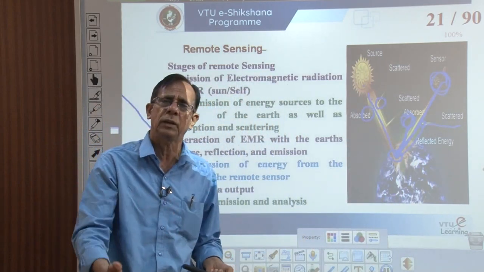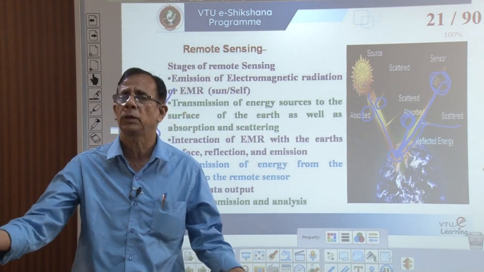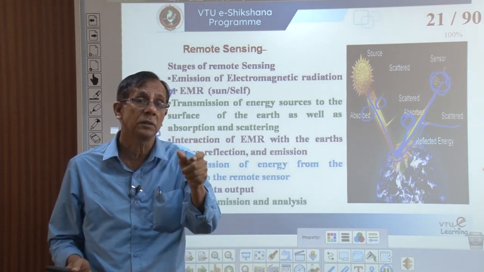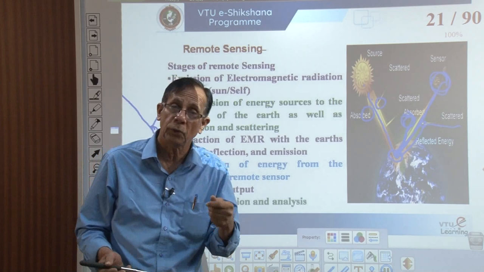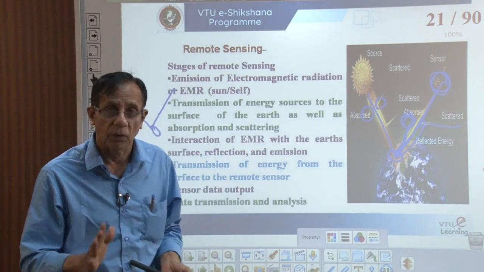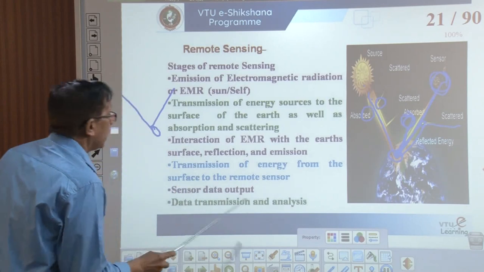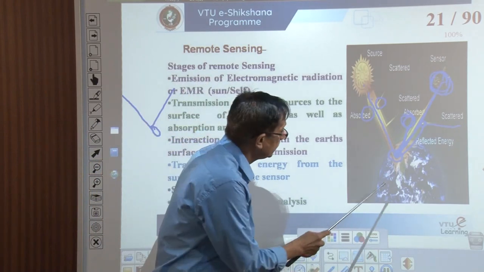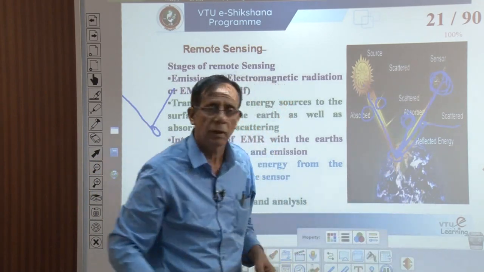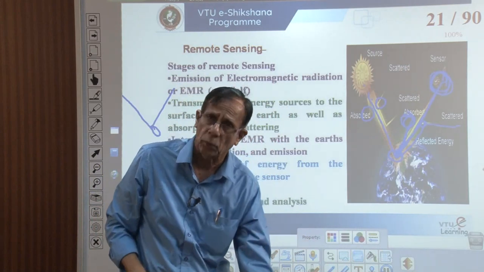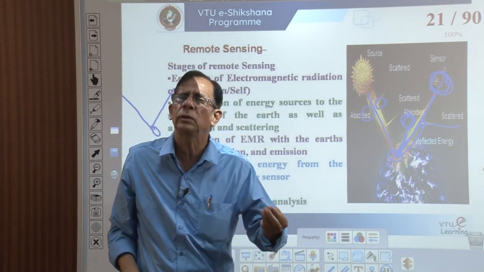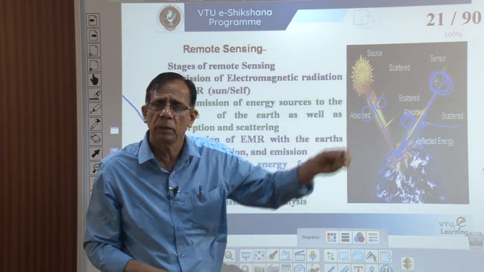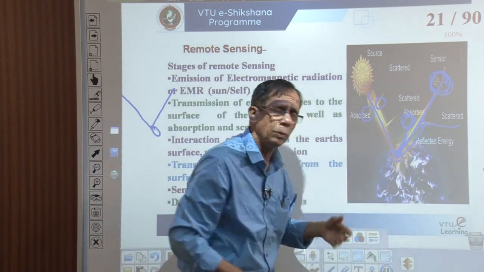All that energy reflected from the earth is not received by the sensors. How much energy reaches, what happens in between, those are very important. Because for a material I may get very high energy, or sometimes I receive low energy. What do I mean? Is it that the body reflected only low energy, only some portion of the energy? The body must have emitted it, but it all got scattered or absorbed by the atmosphere.